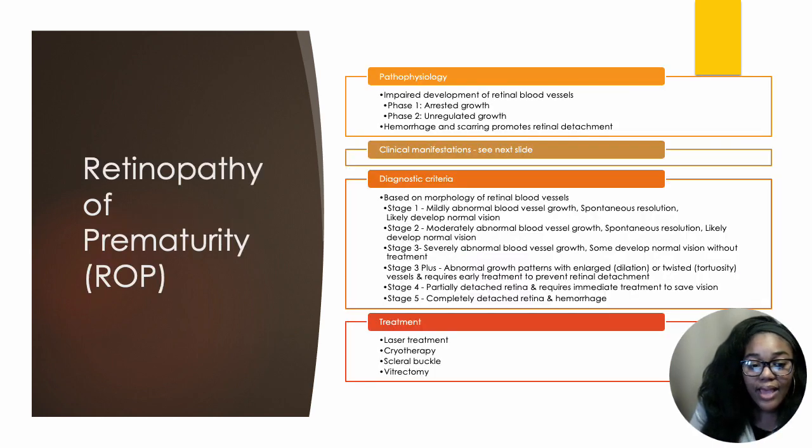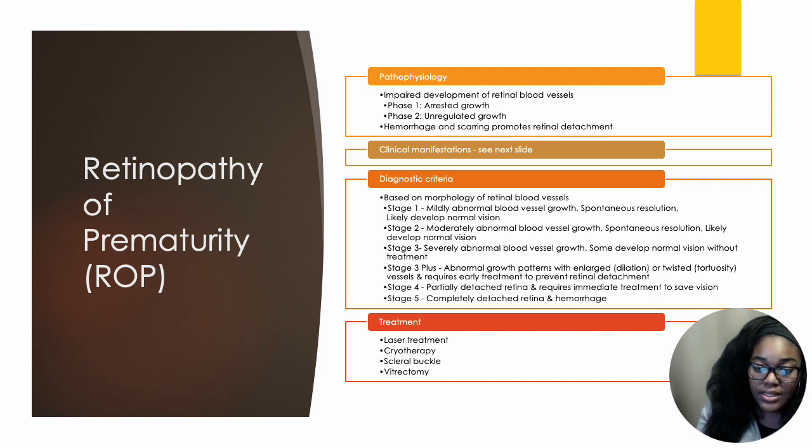Last but not least, we have the retinopathy of prematurity, and it happens in several stages, and it is based on the morphology of your retinal blood vessels. It is the impairment of your retinal blood vessels, and you have a couple of phases. You have phase one, where there's just arrested growth, so there's no growth happening at all, and then you have phase two, where there's unregulated growth. Either way, you have hemorrhaging and scarring that promotes retinal detachment, and you're not able to see through your retina.